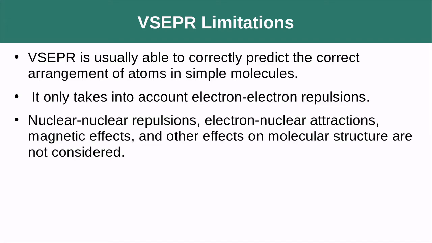VSEPR is usually able to predict the correct arrangement of the molecules, and it does this only by taking into account the electron-electron repulsions. So the way that the nuclei repel each other, the way that the electrons attract to the nuclei, these are not considered in the VSEPR theory.